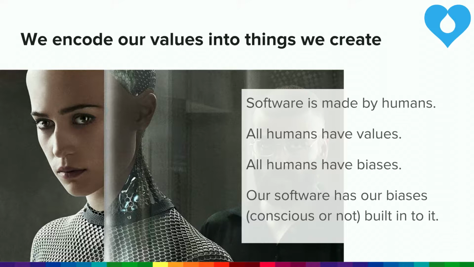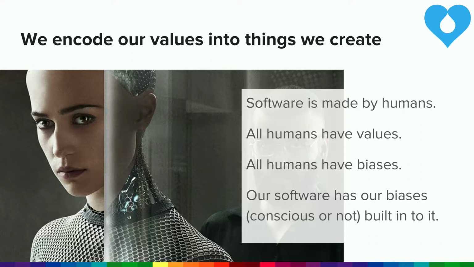Everybody has values. You have things that you love. You have art that you love. You have technology that you hate. You hate Flash. You love clean CSS, whatever it is, right? There's things you like and you don't like. Those are biases that we all have. They're not necessarily good or bad. Everybody has them.